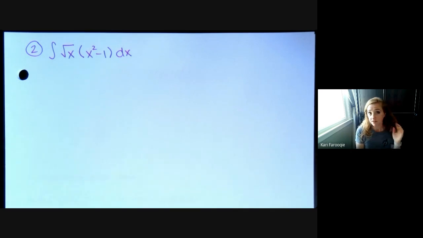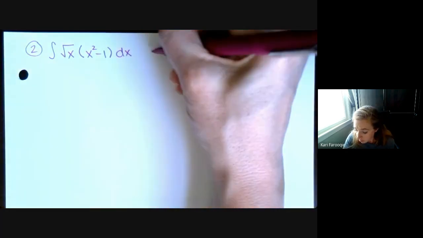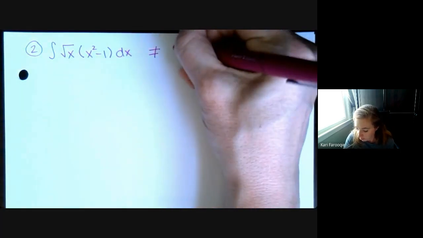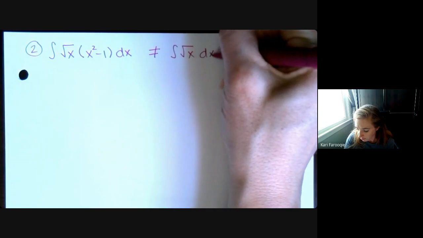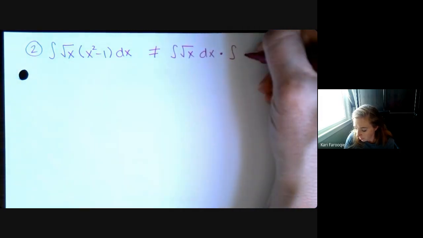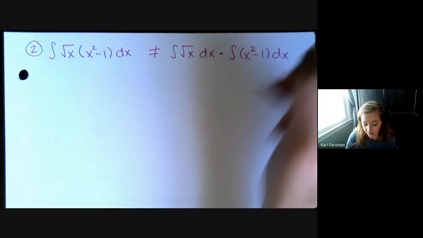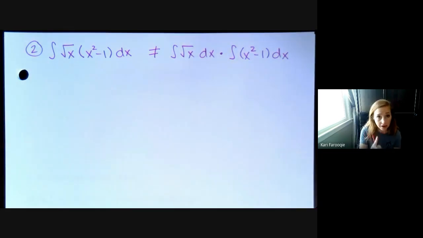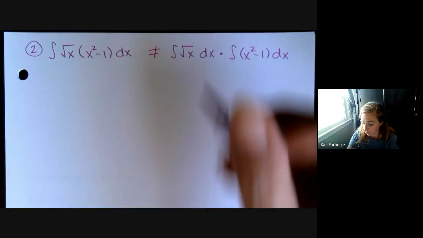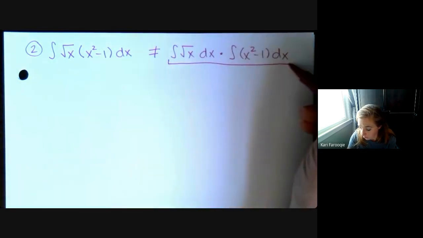So this is a situation where you absolutely cannot take the integral of the square root of x dx and multiply it by the integral of x squared minus 1 dx. You cannot just integrate the product. It doesn't work like that. We're going to have to simplify first. This is like a big no.